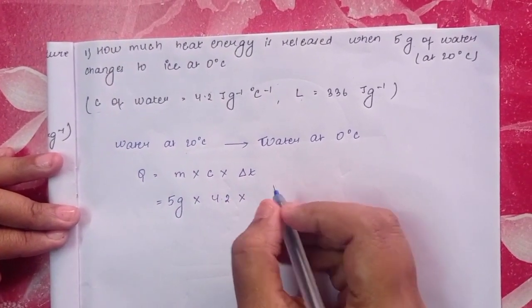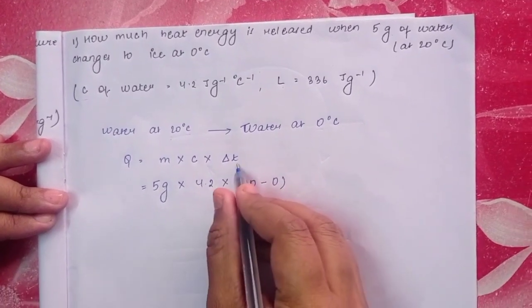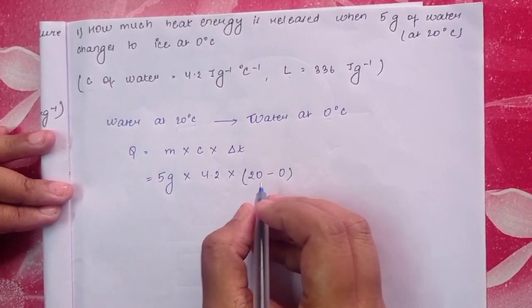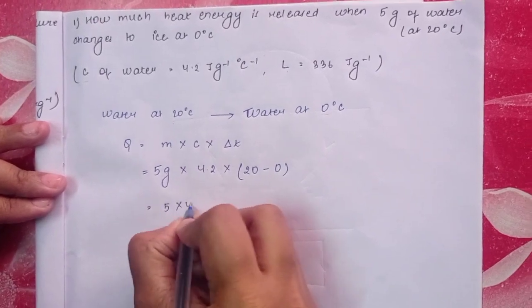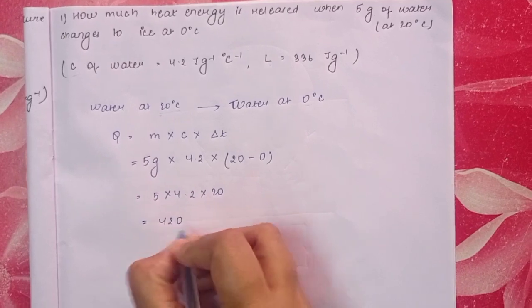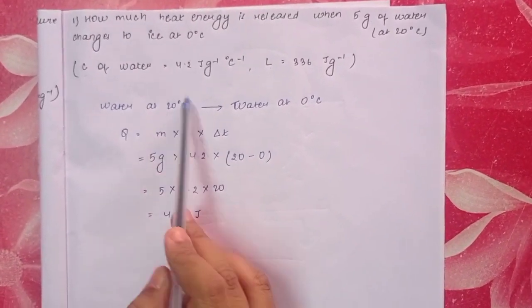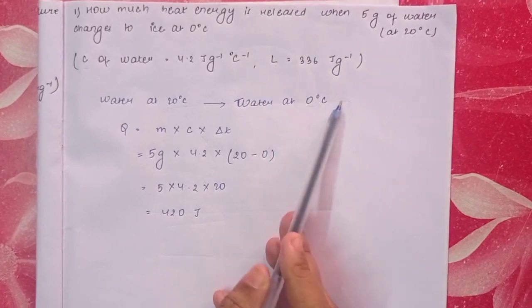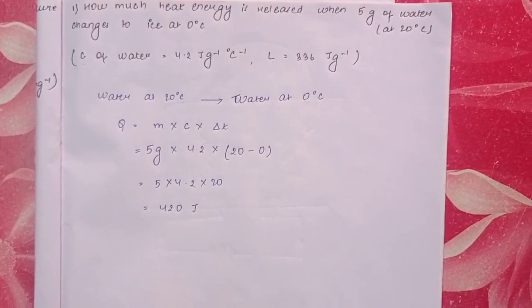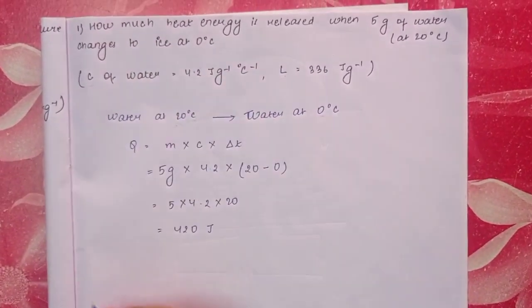Del T means the difference in temperature. So it will be 20 minus 0. The value of del T will always be positive. We will not get a negative answer. So 5 into 4.2 into 20. Solving it, we get 420 joule. So the amount of heat energy released when water at 20 degrees Celsius is converting to water at 0 degrees Celsius is 420 joule. Now this water at 0 degrees Celsius will convert to ice at 0 degrees Celsius.